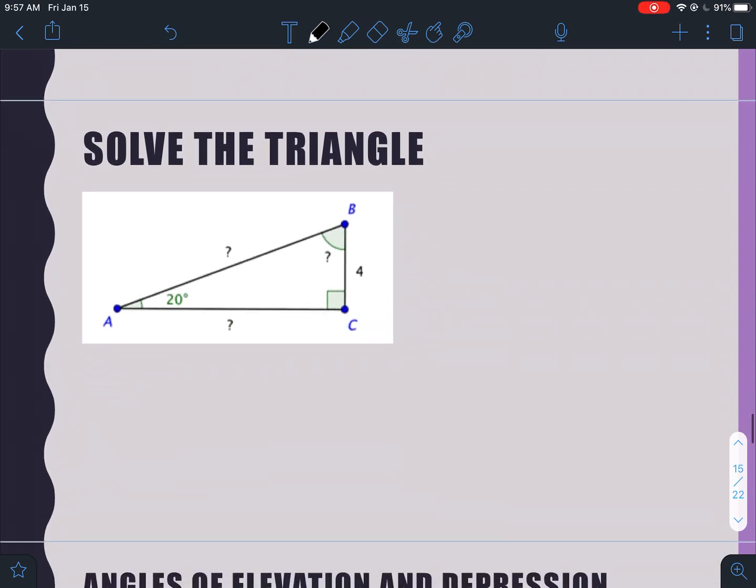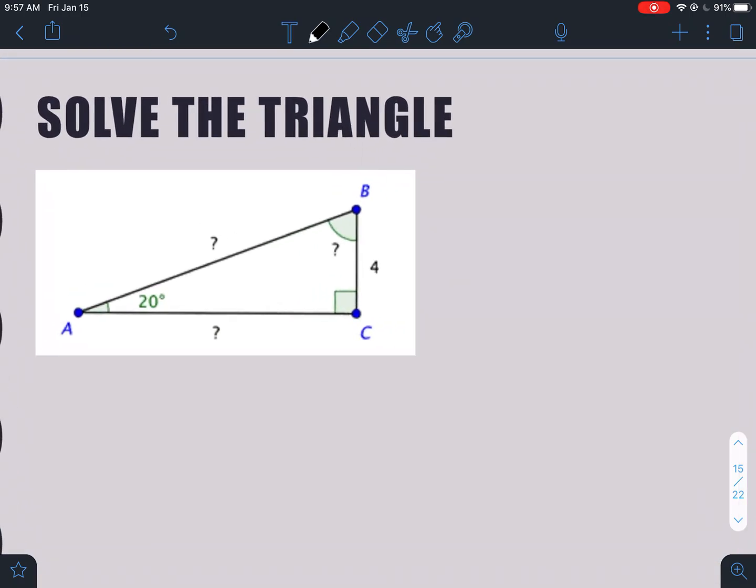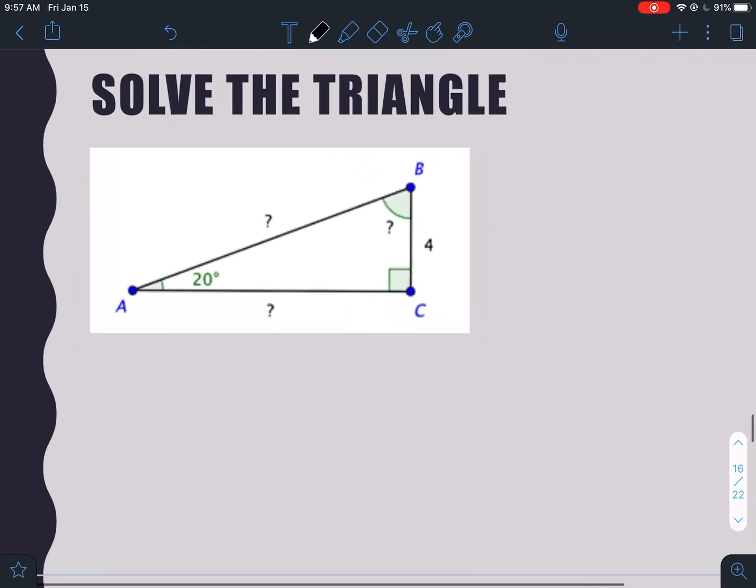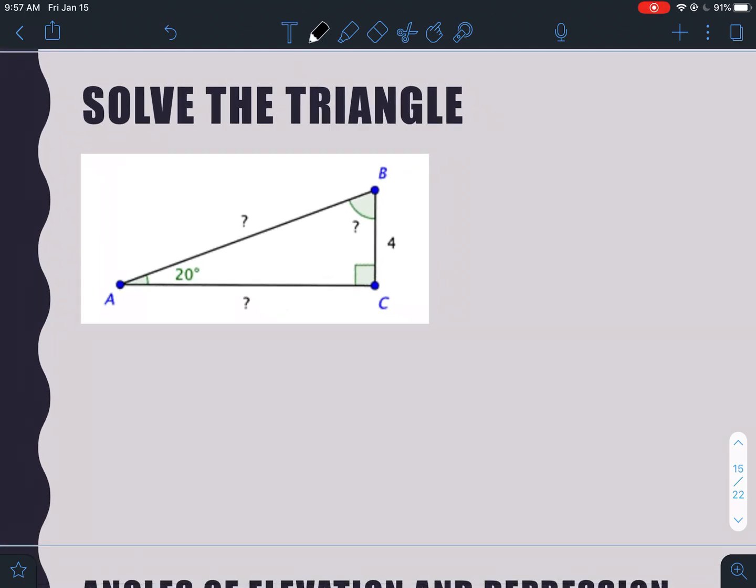All right, so let's use that idea to solve a right triangle. Well, this is very similar to the ones we've already done. So you guys can pause this video and try this one, because you can use the triangle sum theorem on this one.